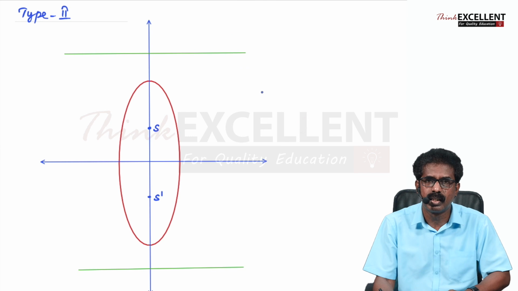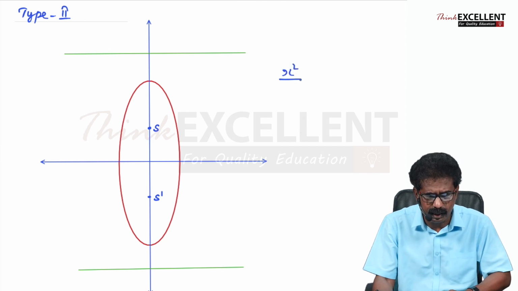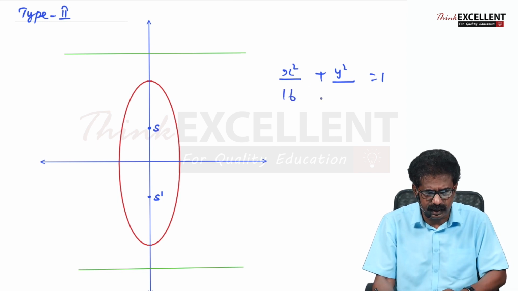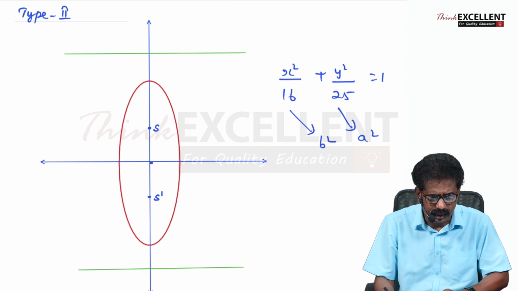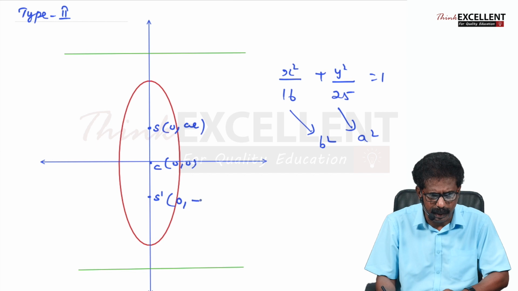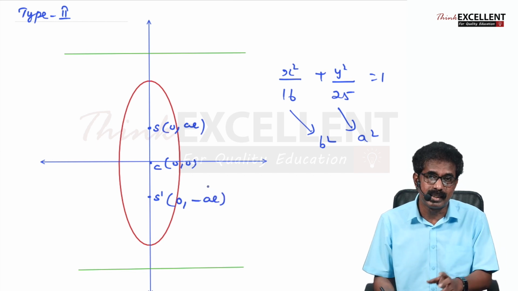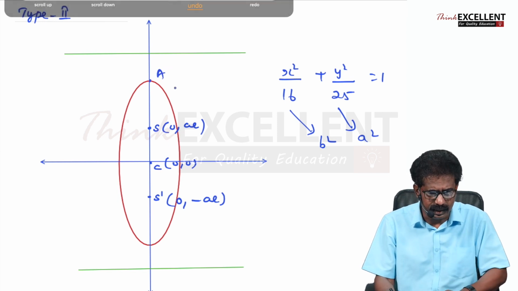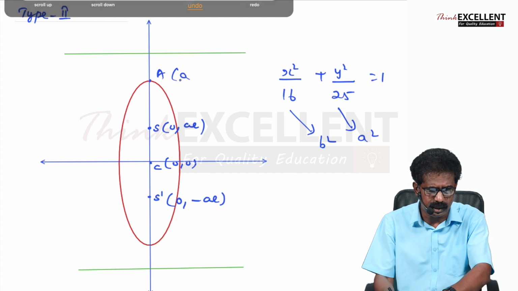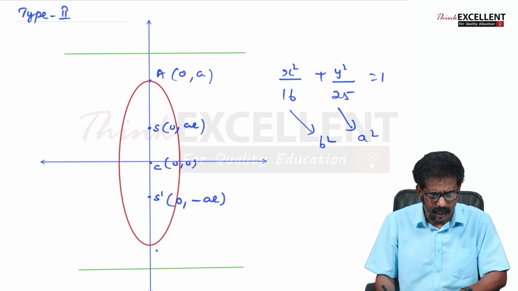Then type 2, how can you identify? The equation will be x square by something plus y square by something equal to 1. But here smaller, greater. For example, here 16, here 25. But you take the greater number as a square, smaller number as what? b square. Then here the center is 0, 0. Focus (0, ae) and (0, minus ae). ae you take it as c, so (0, c) and (0, minus c). And vertices, so A and A dash, it is (0, a), because it is on the y-axis. So (0, a) and A dash is (0, minus a).